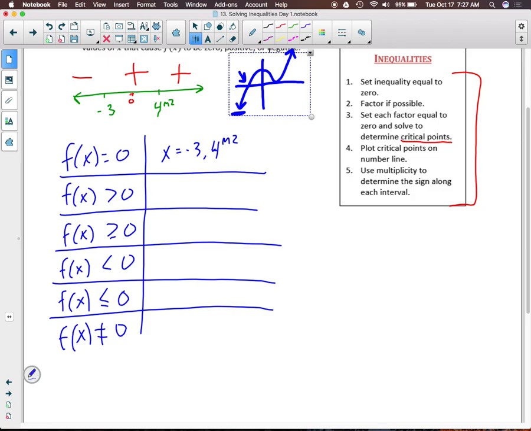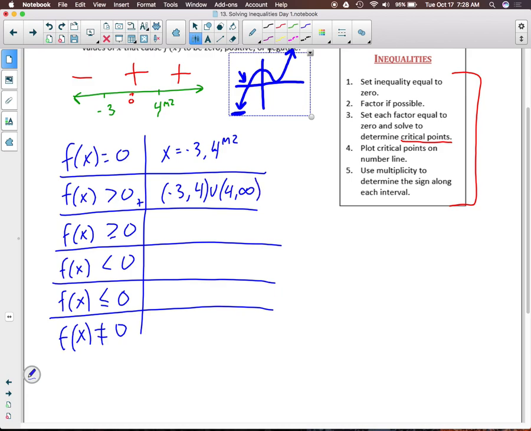This one is saying, when is f of x greater than 0? So that's asking, when is this thing positive? It's positive between -3 and 4, and then from 4 to infinity. And we have to exclude 4 because it's not "or equal to." So I'm going to go from -3 to 4, and then from 4 to infinity.